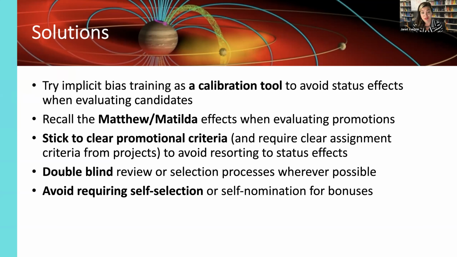Think about the Matthew and Matilda effects when you're doing things like evaluating promotions. Just knowing that that is a thing and it is measurable and demonstrated, I think, can be helpful. Having very clear promotional criteria is also extremely effective, and engaging in things like double-blind review and not always requiring self-selection will enable people to move past these status effects and status interaction effects and actually just be evaluated for their effectiveness in the job, which is, I think, what we're all going for.